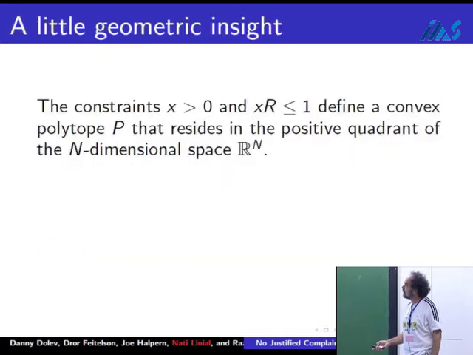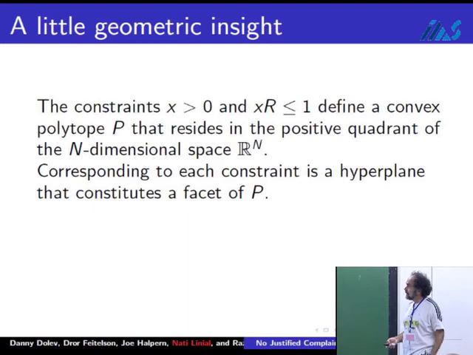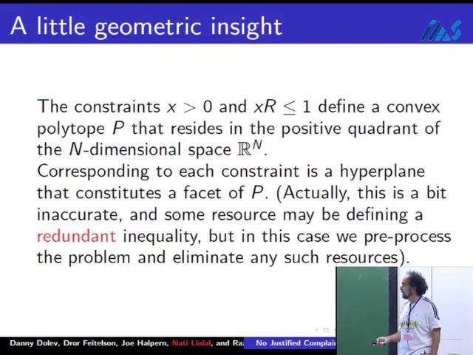Of course, one thing that you learn when you do optimization and so on is that the right way of looking at questions like this is geometric. So let's look at these things geometrically. So the constraints that x is positive and xR is less than or equal to 1, as usual, define a convex polytope. And this polytope is sitting in the positive orthant of the n-dimensional space. This is the positive part. And each constraint is a hyperplane, which is a facet of this polytope P.